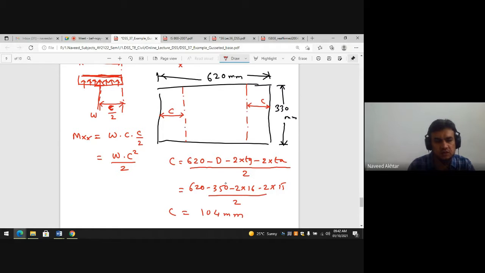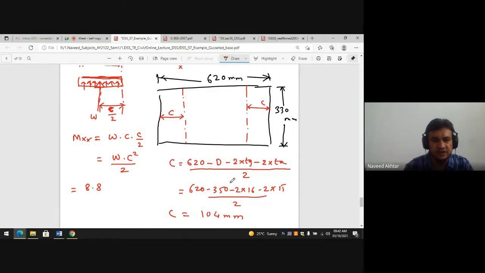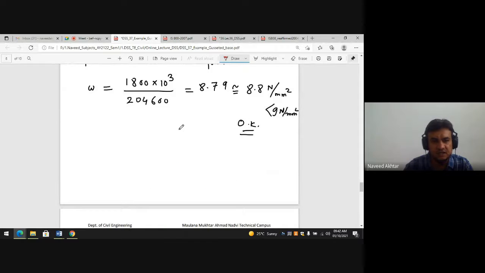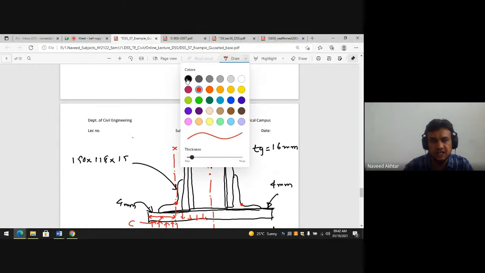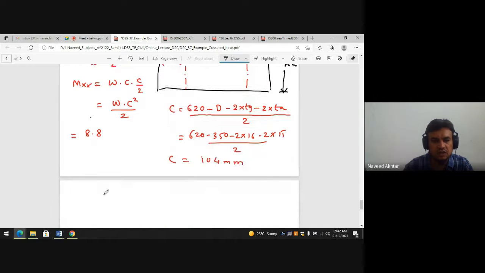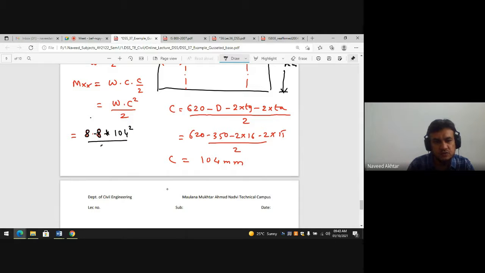104 mm. So if I write down here, W is the upward pressure, and the upward pressure in our case is 8.8, rounded up value. We find the upward pressure W is 8.8. So 8.8 into C, which is 104 square, divided by 2.